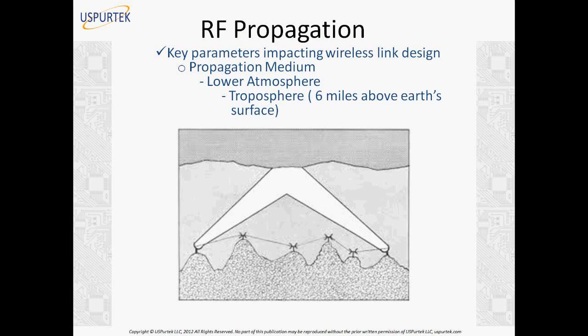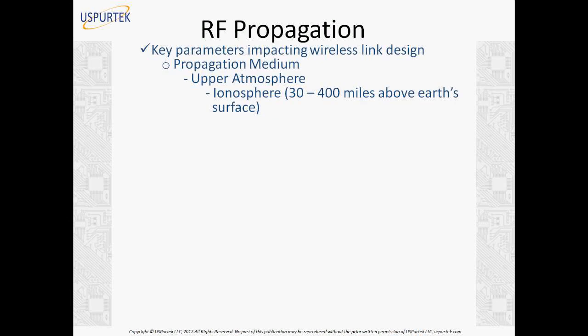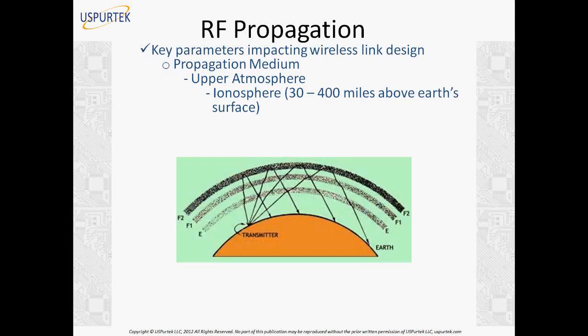Well, then you have the lower atmosphere. The lower atmosphere is the troposphere, which is up to 6 miles above Earth's surface. It has unique characteristics and affects the propagation of RF waves in a specific way. Then you have the ionosphere, which is 30 to 400 miles above the Earth's surface. It largely consists of ionized particles in the air, ionized by the radiation from the sun. And because of the ionization, it has different RF propagation characteristics. We'll see how we make use of that in our long-range communication.